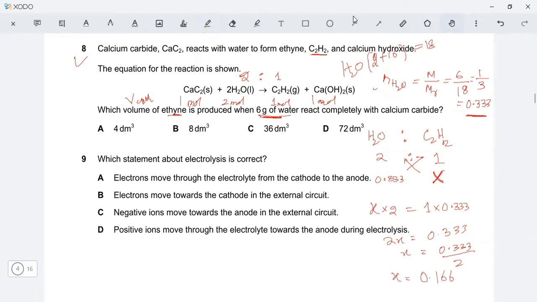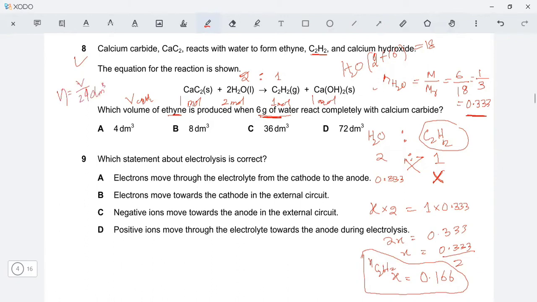Okay, this is the number of moles of what? Ethyne, you found it. Number of moles of C2H2 means ethyne. Okay, now it is easy to find the volume. So you know the famous formula to find the volume of gas. Number of moles is equal to volume divided by 24 decimeter cubed, right?